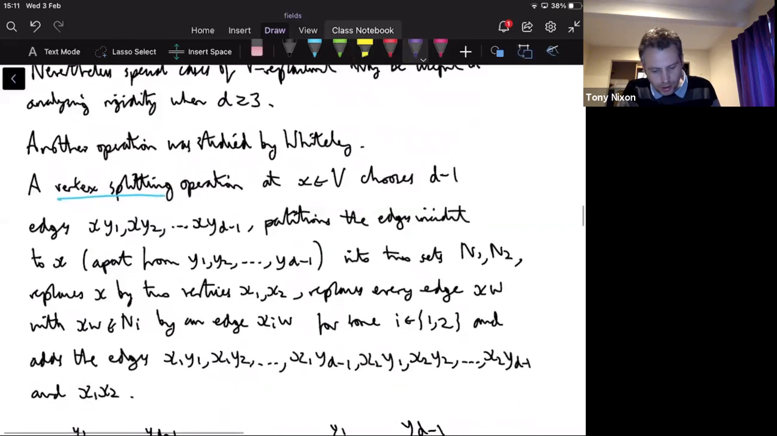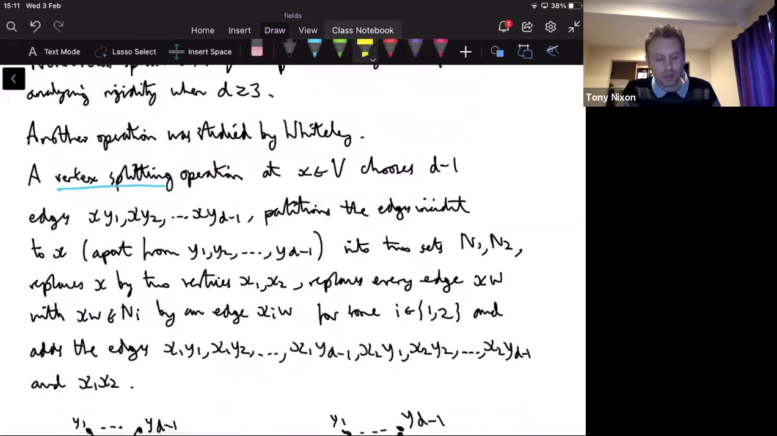Okay, the next operation I want to talk about is the vertex splitting operation. This is motivated by topological graph theory. If you imagine you have a triangulation of a surface, then vertex splitting is one of the major things they use. In terms of rigidity, Walter Whiteley introduced this operation, and he showed it preserves generic rigidity. So what is it?